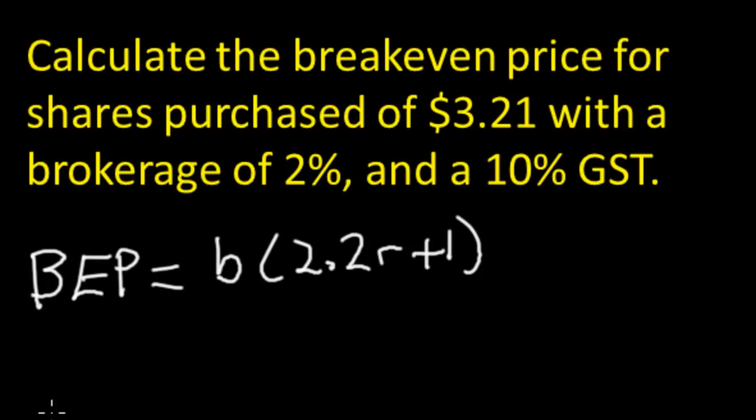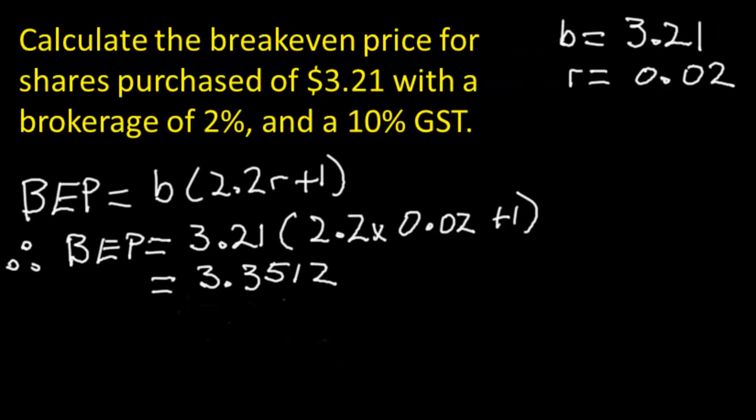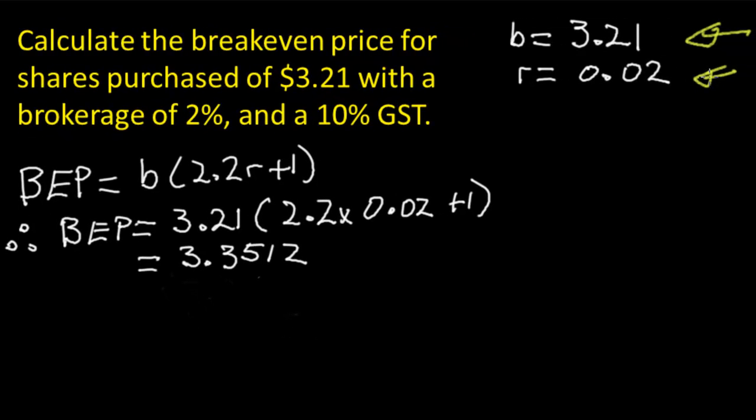You've got the break-even price for shares purchased at $3.21 and a brokerage of 2% and a 10% GST. So we're going to look at, for the first one, the BEP using the really simple formula without that other line in there. And we'll put in what we know. We know that our break-even purchase price is $3.21. That's what the B stands for. Our rate is 2%, and that's in a decimal. So you must remember to put that in a decimal. Otherwise, you just don't get the right answer, and that's a bit of a pickle.